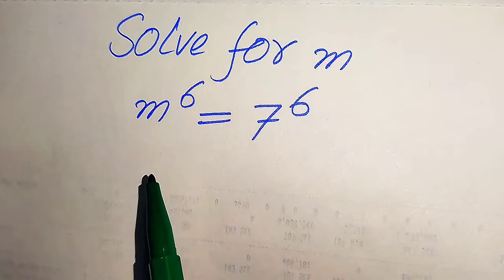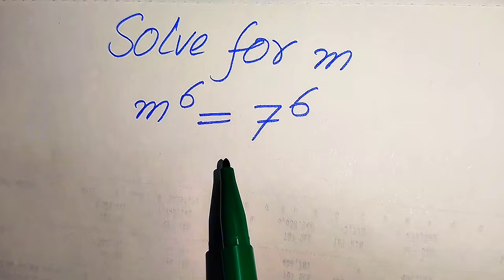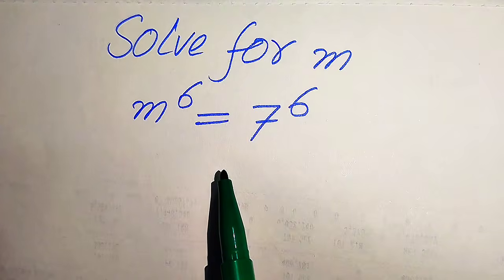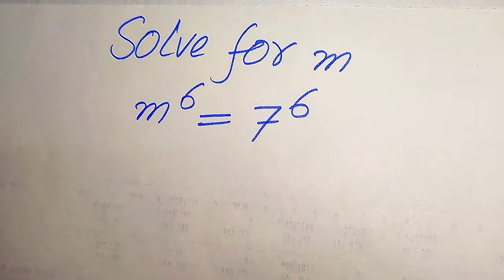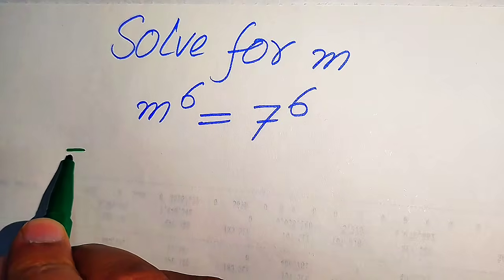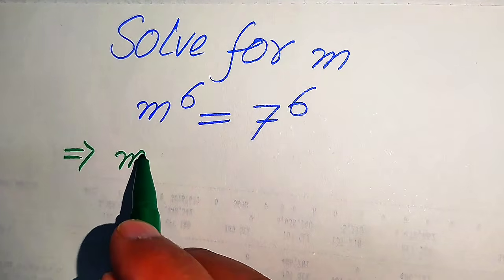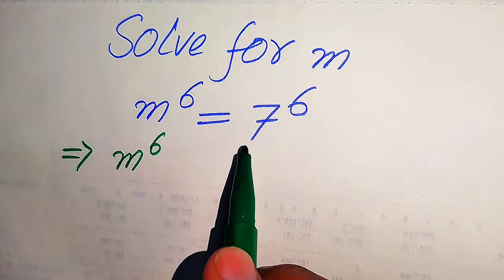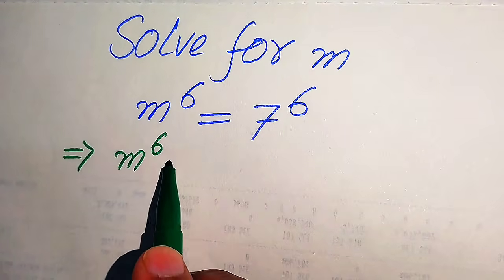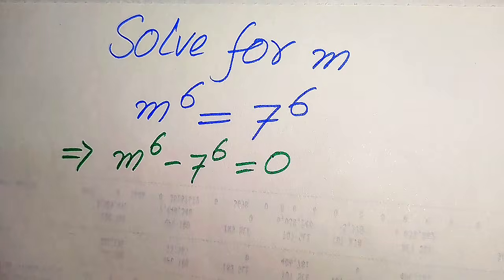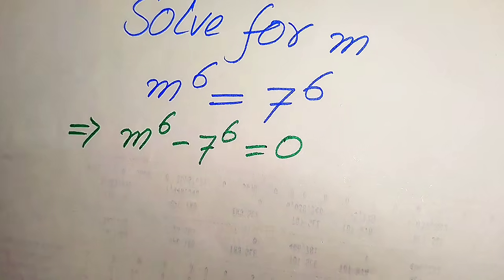So here we have m to the power of 6 is equal to 7 to the power of 6, and we solve this problem for all the values of m. The very first thing we are going to do is move the term from the right hand side to the left hand side, and it will be written as m to the power of 6 minus 7 to the power of 6, and this whole equation is equal to 0.